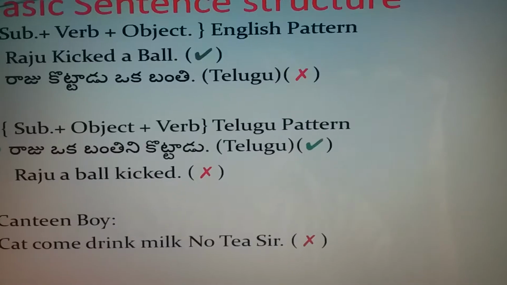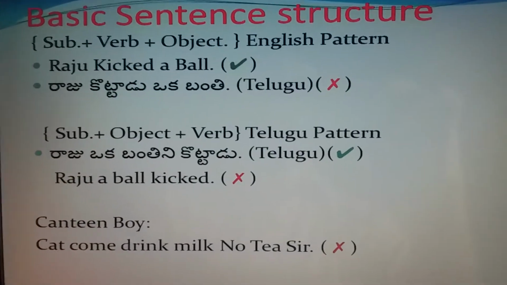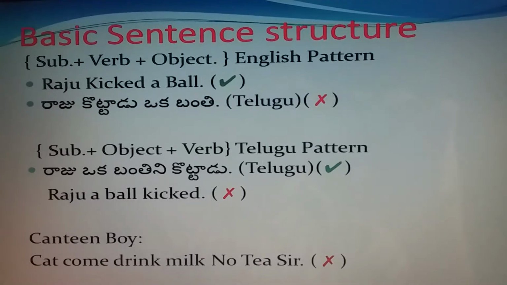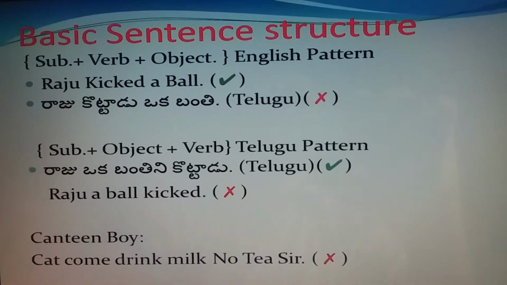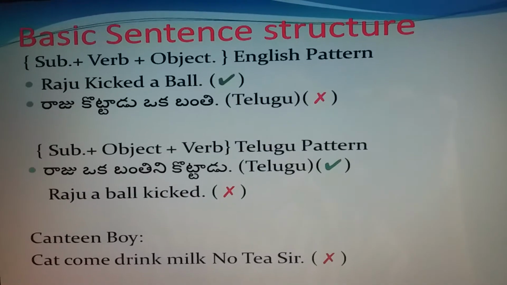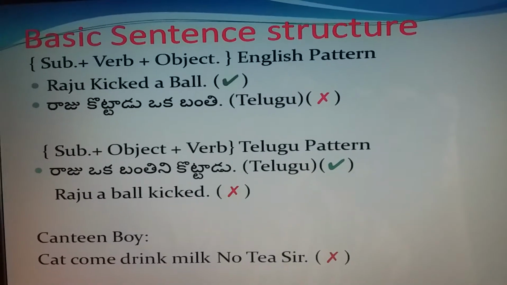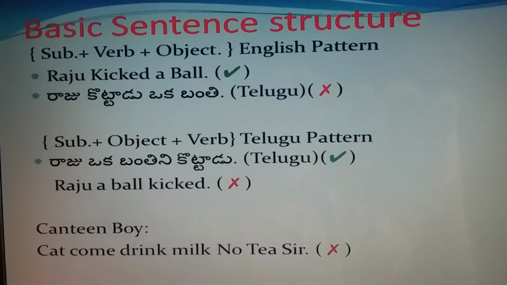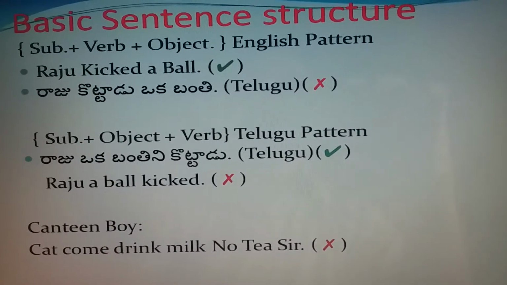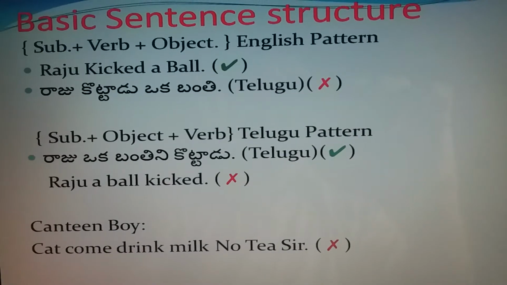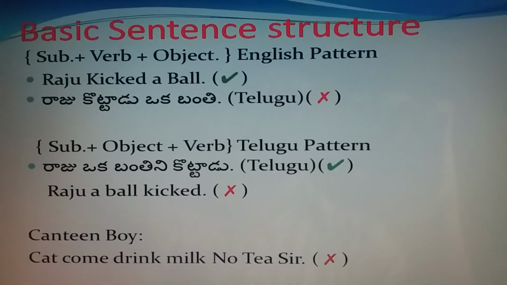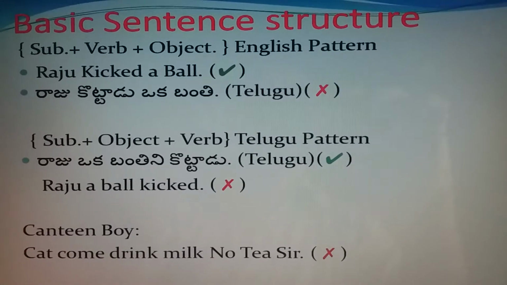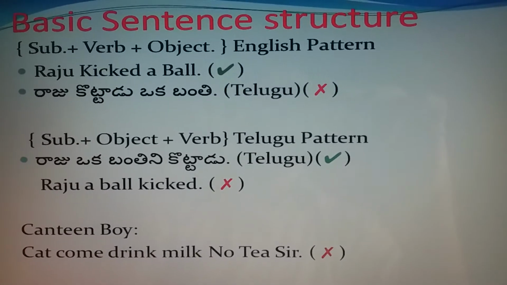So let us move on to how to form a basic structure in English. I hope the majority of the viewers of this particular channel are basically from Telugu speaking states, so I would like to talk about the sentence structure in English. The basic sentence structure in English is: Raju kicked a ball. You can see that Raju is the agent of the action, that is the subject. Kicked is the verb and the object is ball.